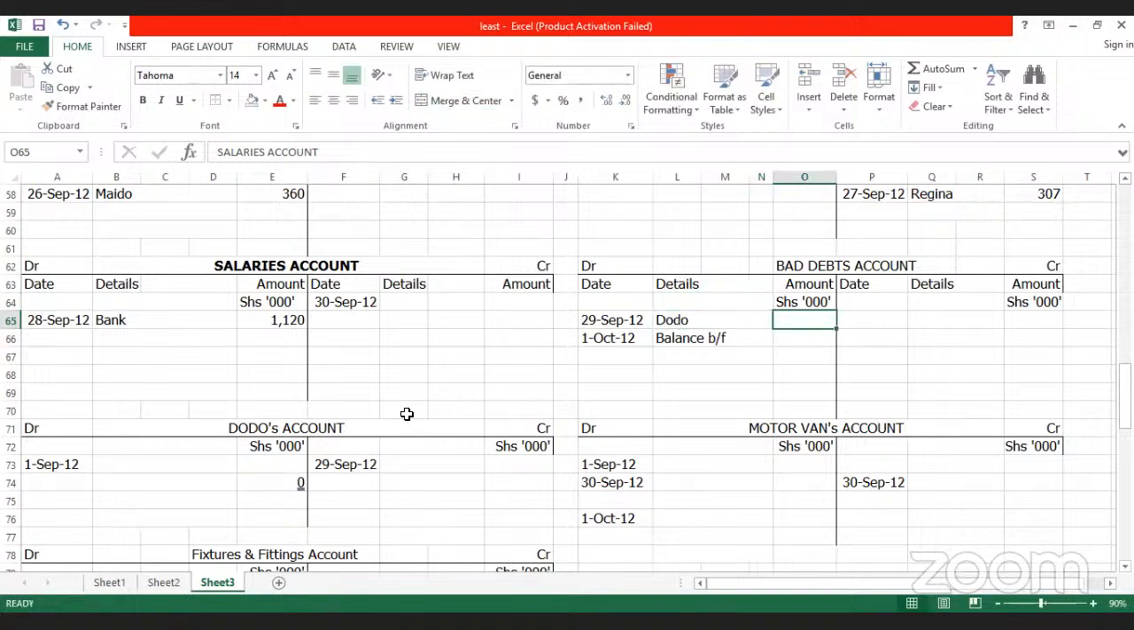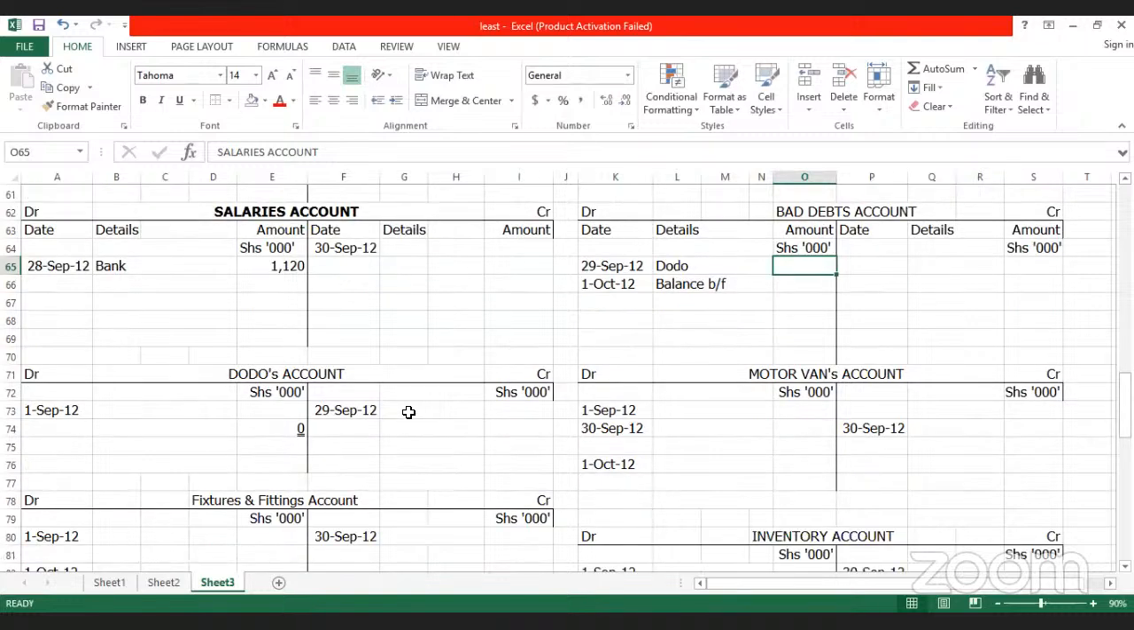How much? We need to find out the debt. Check in the opening balances. How much was that debt from Dodo? 300. That debt was 300. Good. So 300. Enter that. That was 300. Then go to Dodo's account.